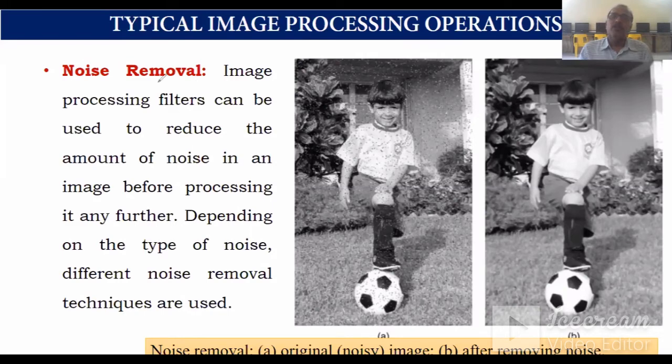So, noise removal. Image processing filters can be used to reduce the amount of different types of noise before any further image processing. Depending upon the type of noise, we have to use different noise removal techniques. Whenever you want to do different operations on the image, it may be classification, object recognition, segmentation, edge detection, whatever it may be, you need to remove the noise.